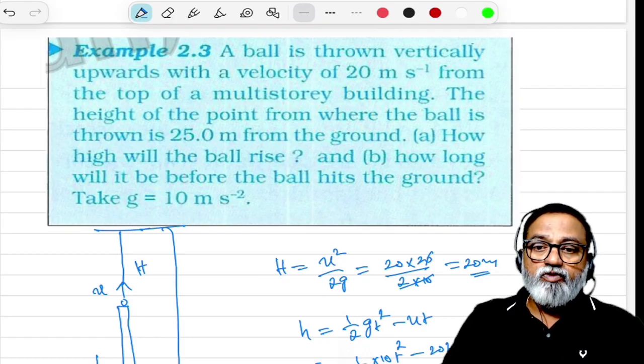See, every day I'm going to add minimum 2 or 3 problems from NCERT or exemplar.